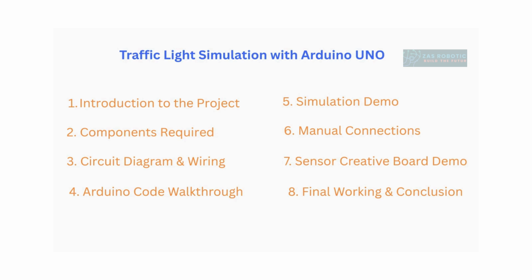First, we'll start with a quick introduction to the project. Then we'll see the components required. After that, we'll understand the circuit diagram and wiring. Next, we'll walk through the Arduino code and see how it controls the traffic light sequence. We'll also run a simulation demo before moving to manual connections on a breadboard. Later, we'll implement the same project on a sensor creativity board where all the connections are already provided. Finally, we'll test the complete working and conclude the project.